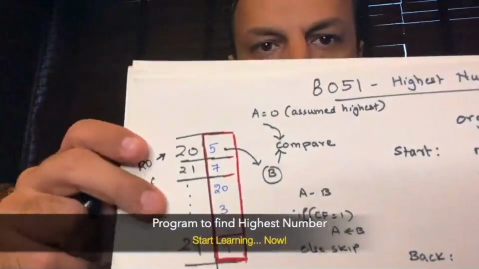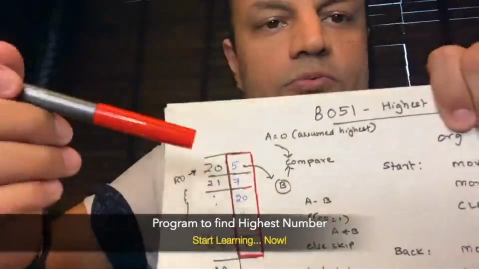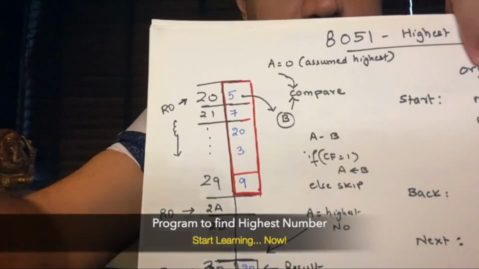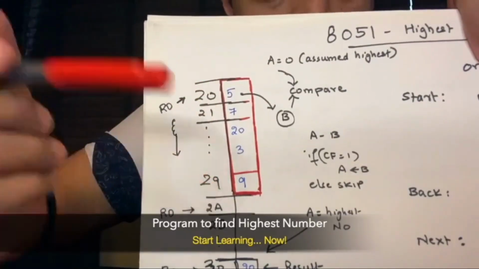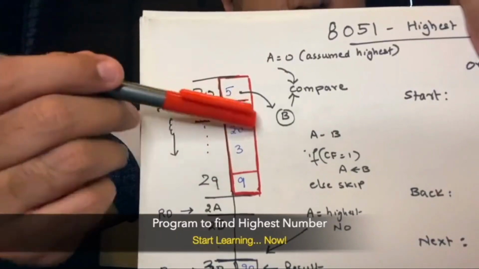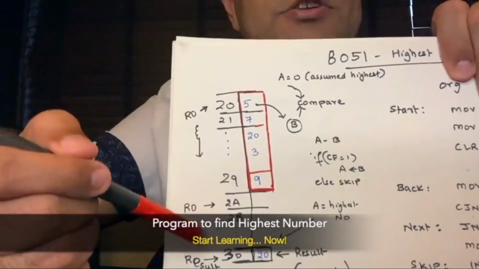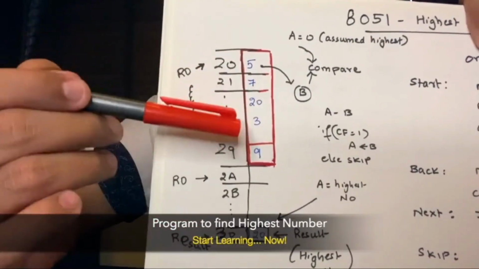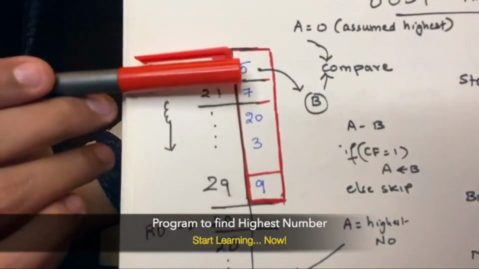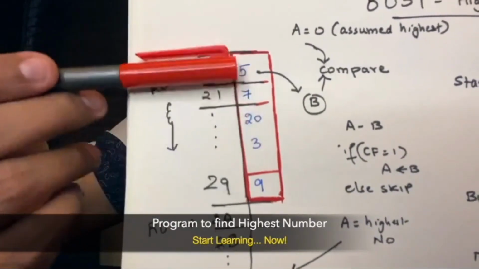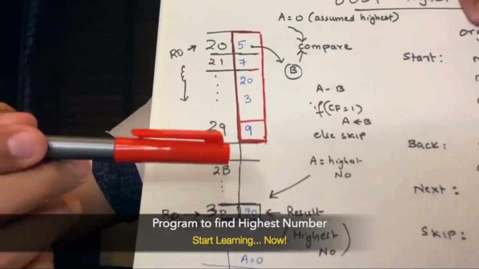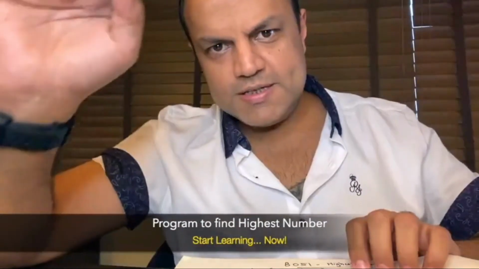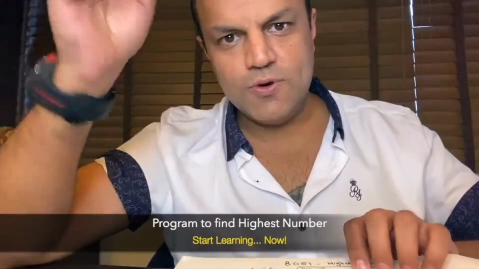So let's say our question is: locations 20 to 29 are 10 locations. We want to pick up the highest number in this series and store the result at location 30. That's your program question. 20 to 29, 10 locations have different numbers: 5, 7, 20, 3, 9. Tell me, out of these, which is the highest? 20. That should be picked up and at the end stored at location 30. Tell me first of all, did you understand what we have to do? Can we start coding? Come on.